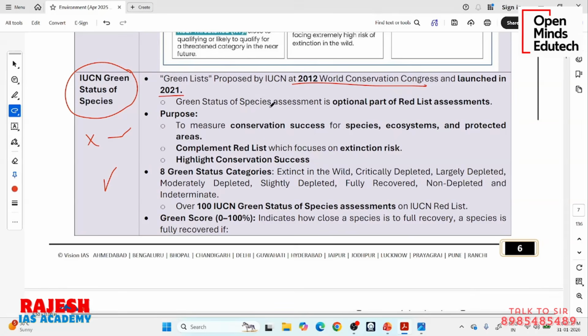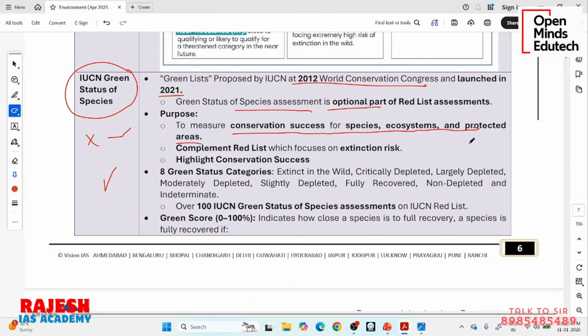So green status of species assessment is optional. It is not mandatory to do that for every animal or every plant. Only when someone requests and only when there is a need, IUCN does this assessment of green status. And under this, what do they do? They will measure the conservation success of species, ecosystems, protected areas, etc.